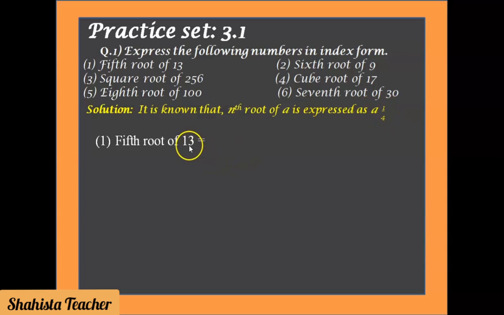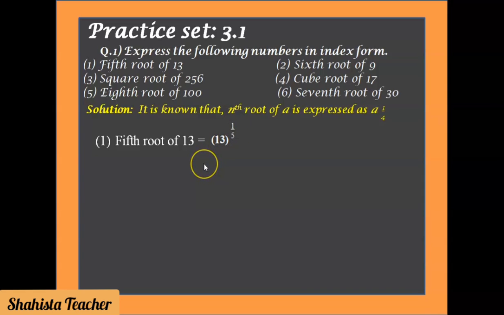Now here, 13 is a, and 13 is the base. We will keep this 13 down, and above we will put 1 upon 5, because here it is written fifth root of 13. So 13 is the base and 1 upon 5 is the index. This 5 is the root: the denominator is the root and the numerator is the power. So here 13 to the power 1 upon 5 is written.